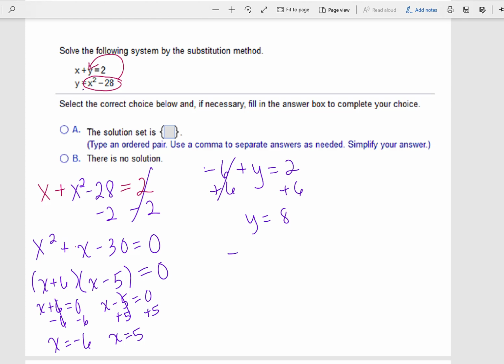So when x is negative 6, y is 8. So that would be one ordered pair, one point where these graphs intersect. And then I go ahead and plug in the other one.